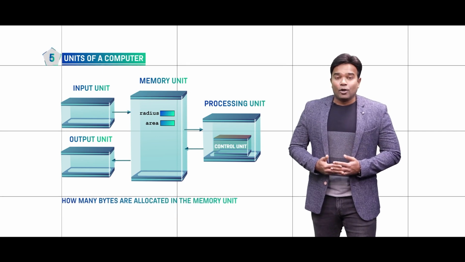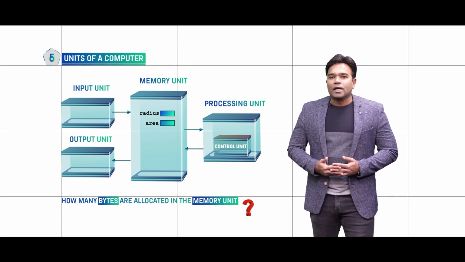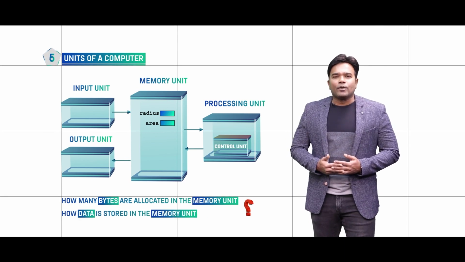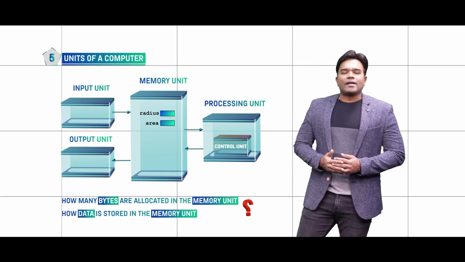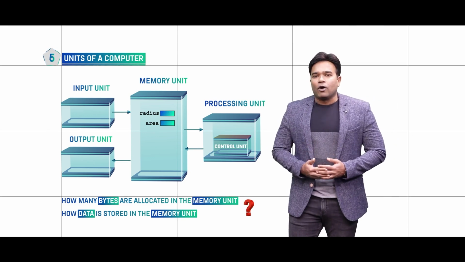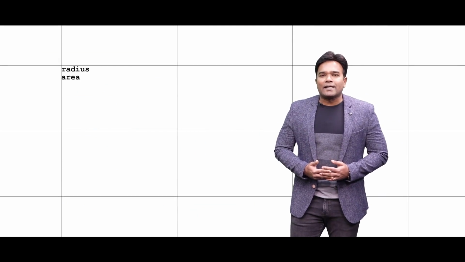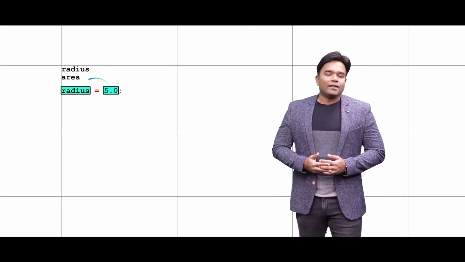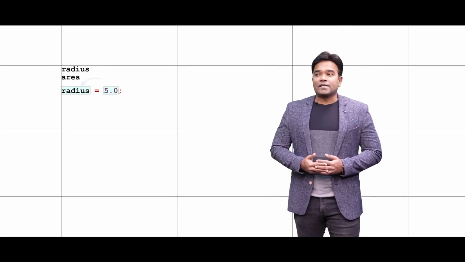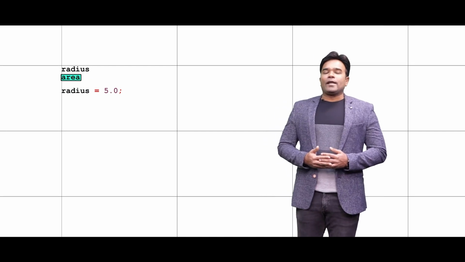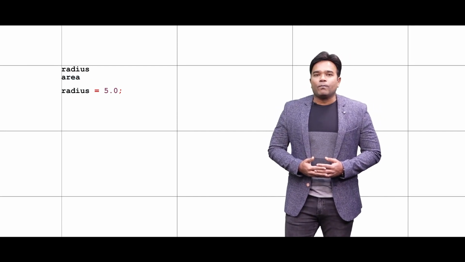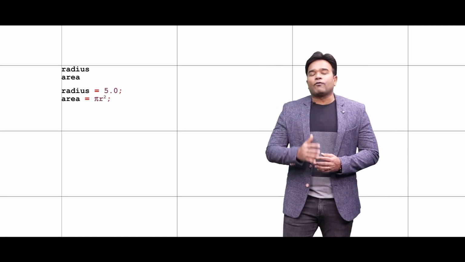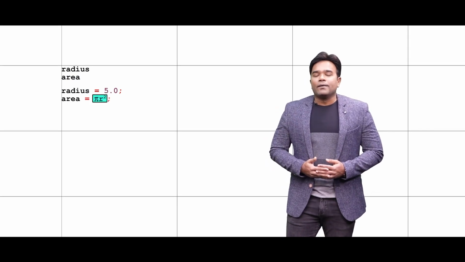Well, how many locations are allocated on the memory unit? How is the data really stored in this memory unit? All of that would be taken in greater detail moving forward in the further videos, but at this point in time, what I want you to understand is that radius is a variable which is created so that I can store 5.0 in the variable called radius. Not just that, I have also created another variable called area, because you know that area has to hold the value of pi r square. And how do we really do that?